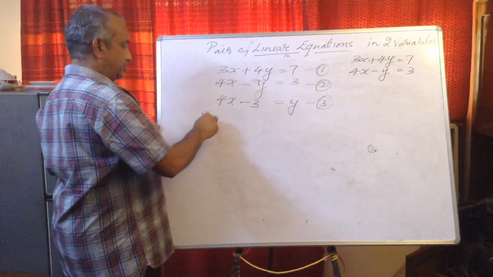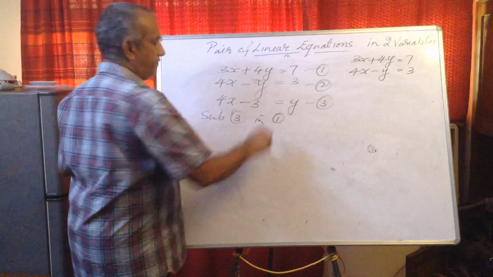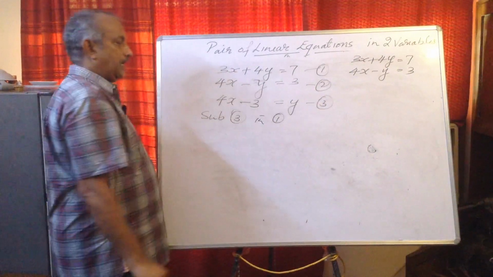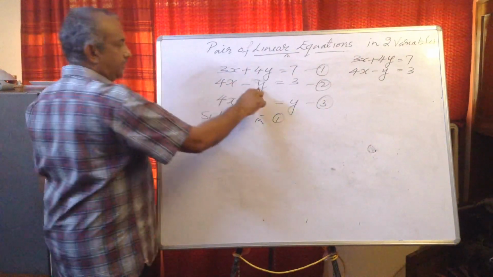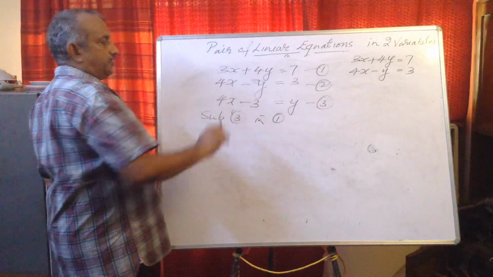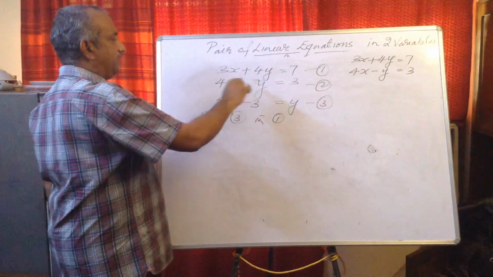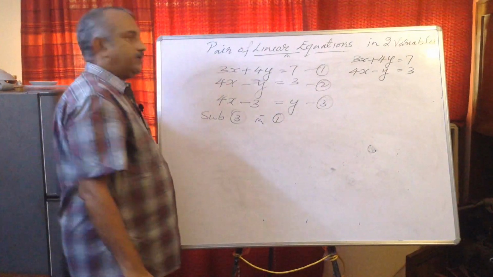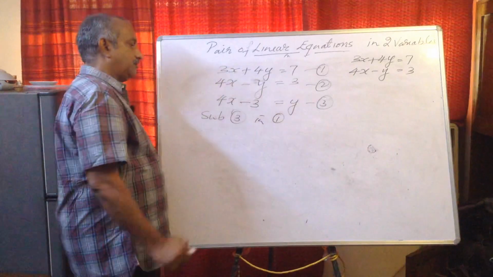Then substitute 3 in 1. See, I wrote 4x minus y is equal to 3. I have written y is equal to 4x minus 3. I took y to the other side, 3 this side. Otherwise, you take y to the other side, then if you are rewriting 4x is equal to 3 plus y, x is equal to 3 plus y upon 4. You can substitute that in the first equation, then also you will get the same answer.